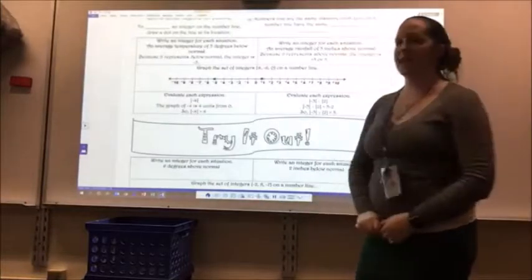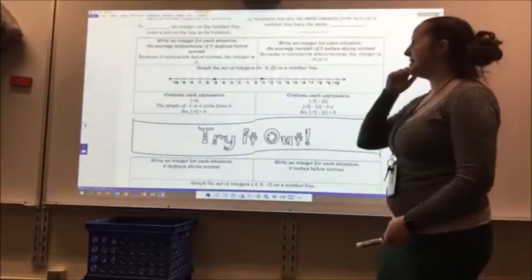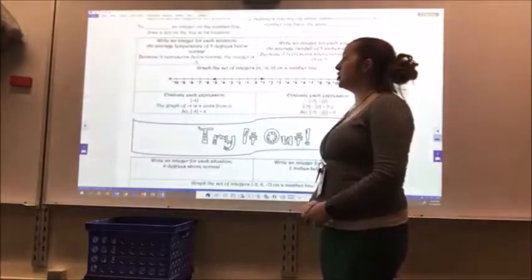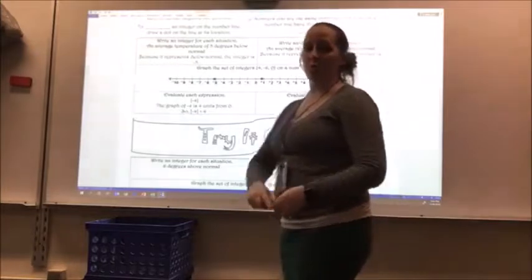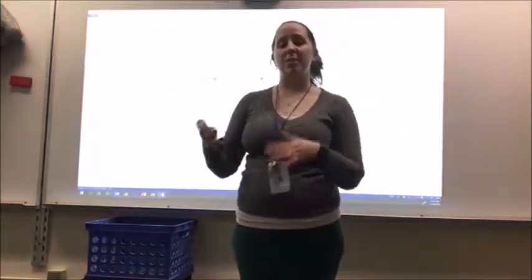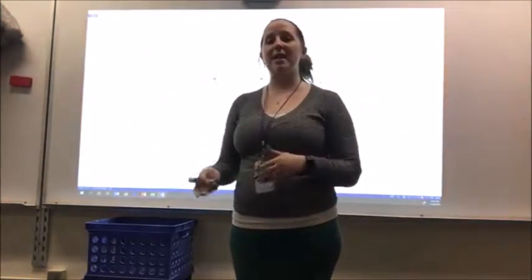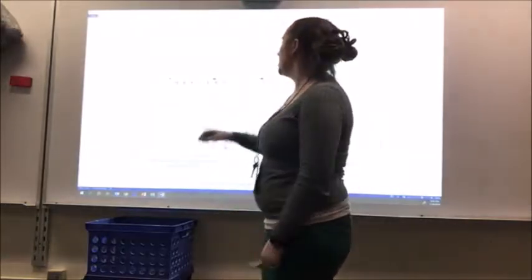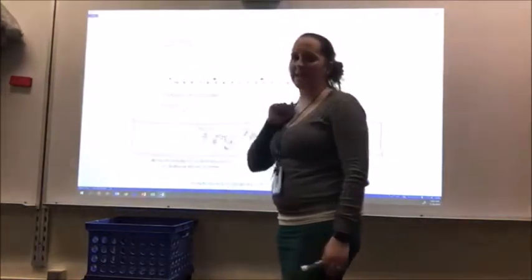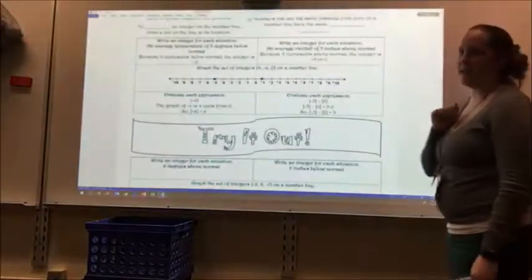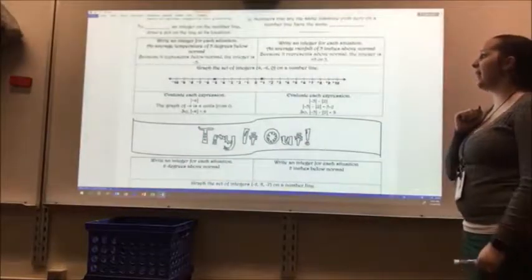All right, so let's take a look at a couple of examples. It says write an integer for each situation. An average temperature of 5 degrees below normal. So below normal means that's going to be less than 0, so it's a negative number. So it just becomes below normal, the integer is -5. So -5, below normal, -5.